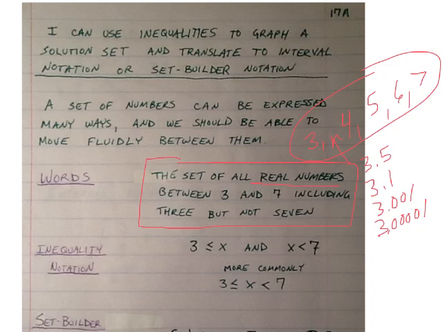We can use other kinds of notation. And the one that we're most familiar with so far is inequality notation. Basically we want all the numbers between 3 and 7, including 3, but not including 7. So we can say x is greater than or equal to 3, and x is less than 7. And more commonly we write this as a single expression: 3 is less than or equal to x, which is less than 7.